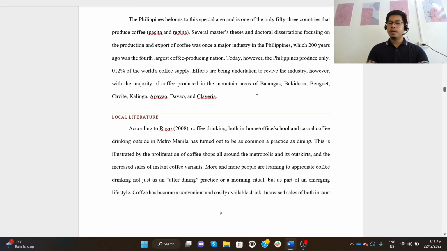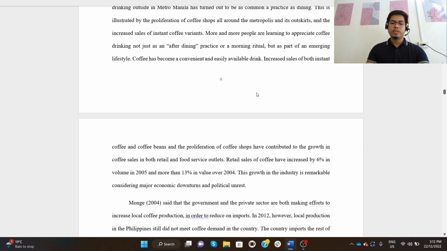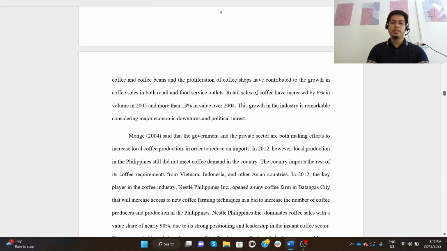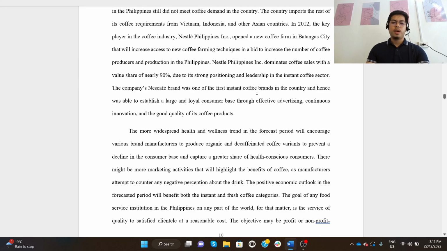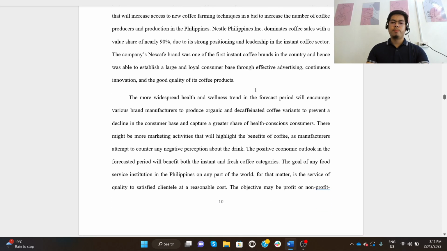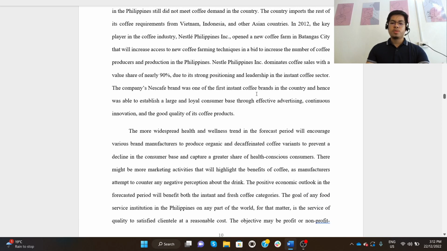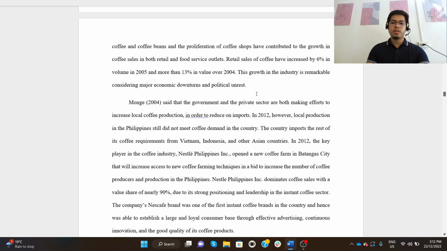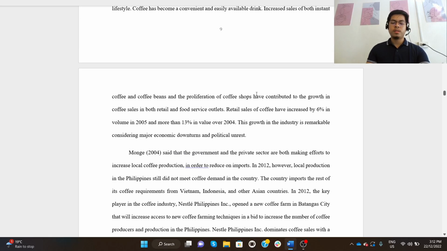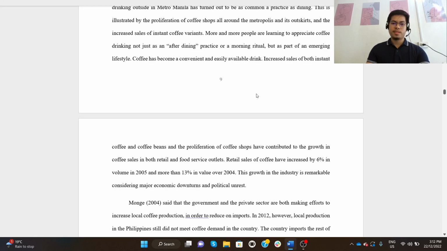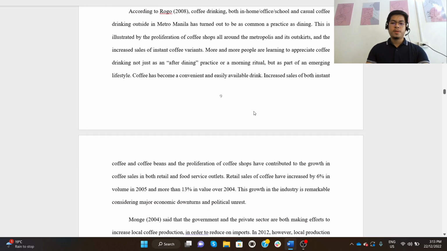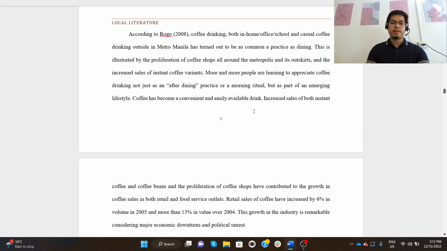Then we have the related local literature. Actually, this is a very long set of paragraphs, and it is just for the viewers or the researchers. So it's best to read this one using the document file instead of reading it to the viewers or the target markets in this presentation. Okay, so again, I will just read the first paragraph.